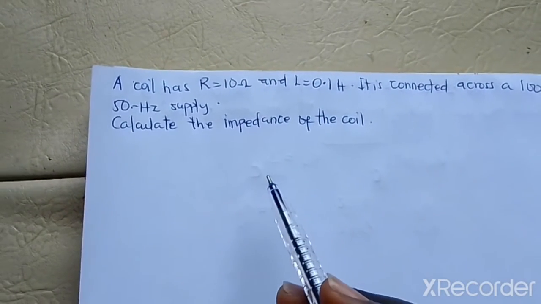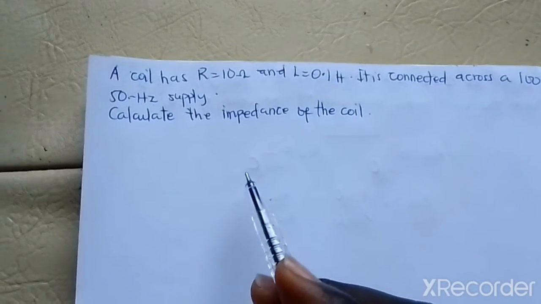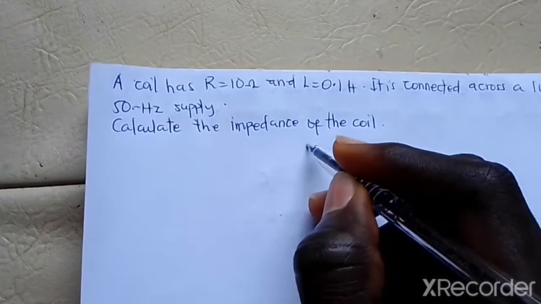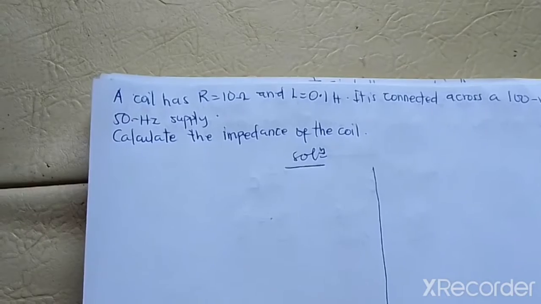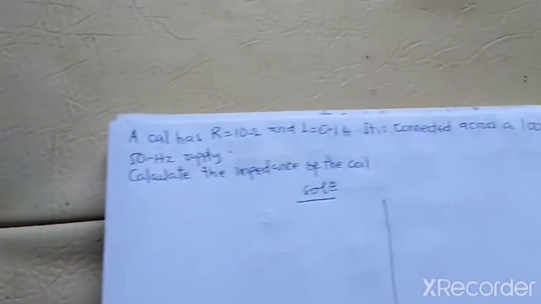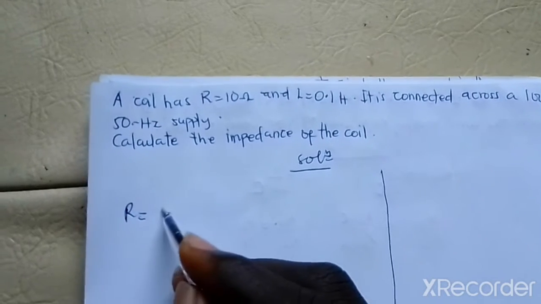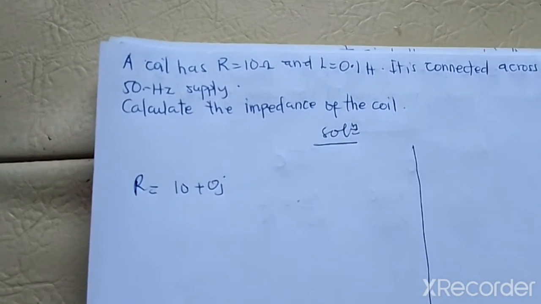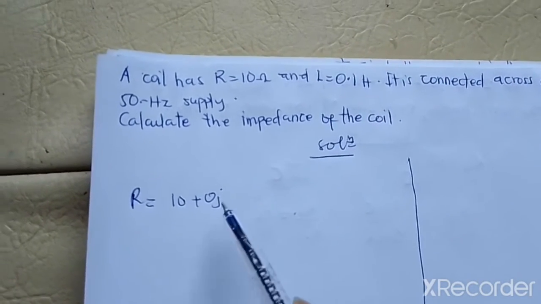So let's see, resistance is always represented as the real part of the complex number. So we have our R. Let me write the solution. We have R equal to 10 plus 0 J. So that is for the resistance, 10 plus 0 J, all ohms.